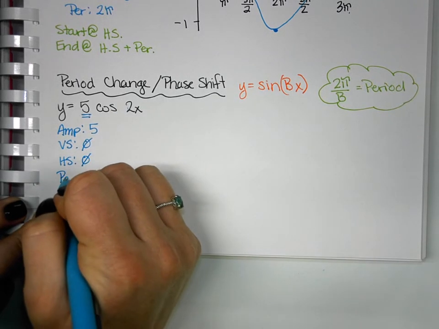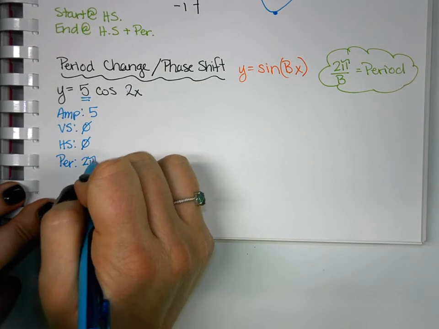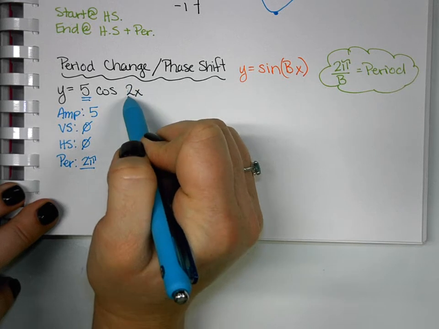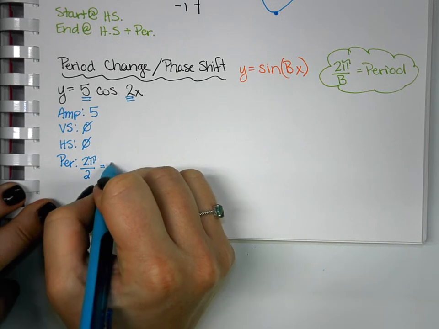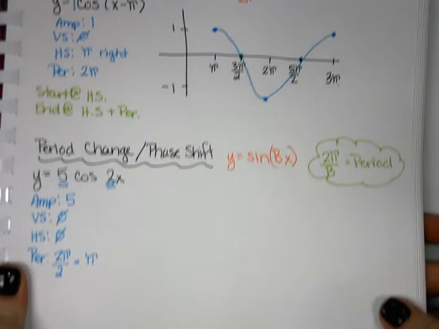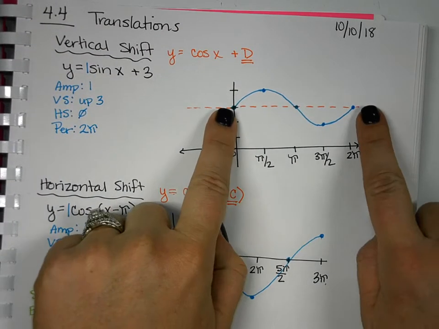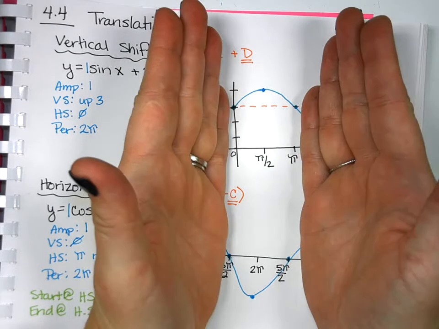So for our period change, we're going to take 2 pi and we're going to divide it by whatever number is right here. So 2 pi divided by 2 means our period is going to shrink to just pi. So that means we're going to start at 0 and we're going to end at pi instead of 2 pi. So this is an example of how we're shrinking our graph. So instead of looking like this, where it goes 0 to 2 pi, we're going to shrink it, or squeeze it together, so all of it happens between 0 and pi.